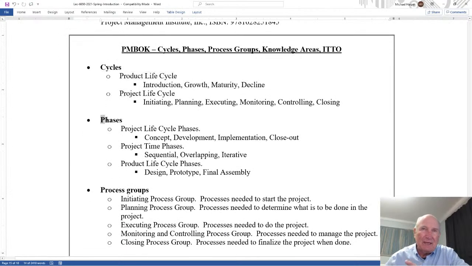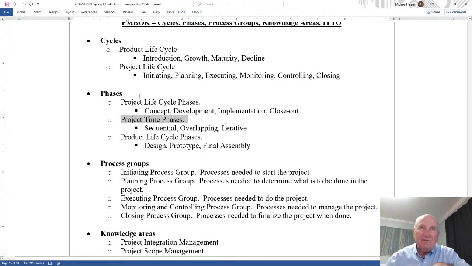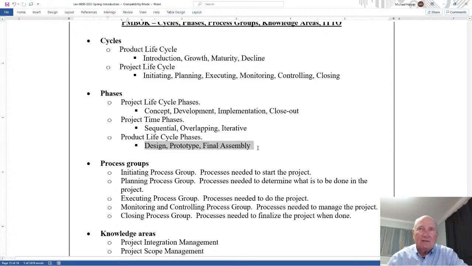Phases just means timing. And you have a project life cycle phase where you have concept, development, implementation, closeout. You can have a project time phase. So phases are just timing. Phase 1, phase 2, phase 3. It can be sequential, one after the other. It can be overlapping. It can be iterative, but it's time dependent. And product life cycle phases, design, prototype, final assembly, that goes back to the product.